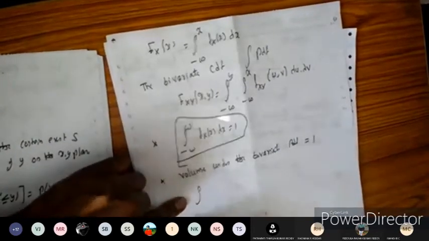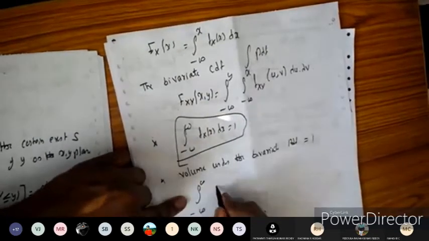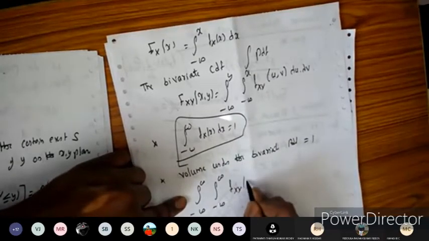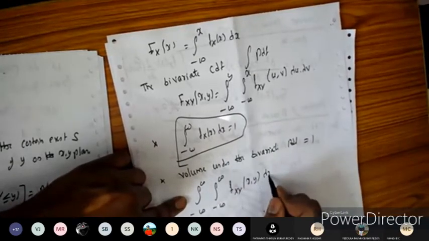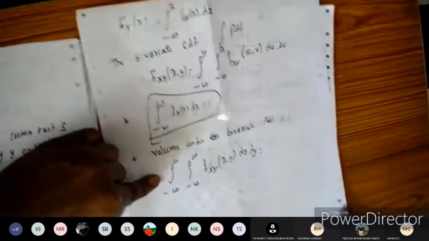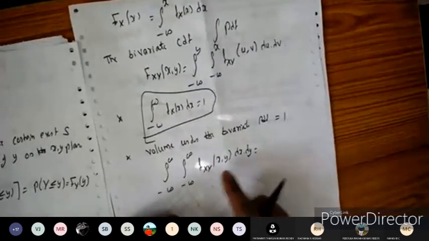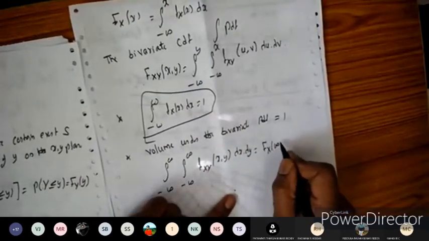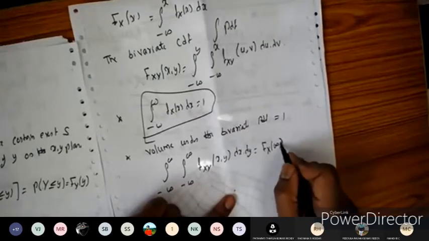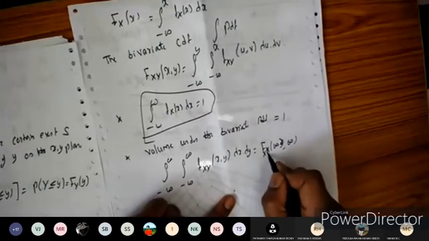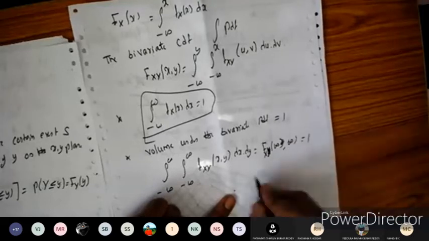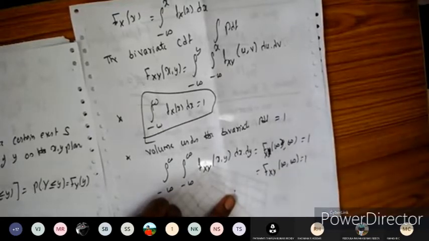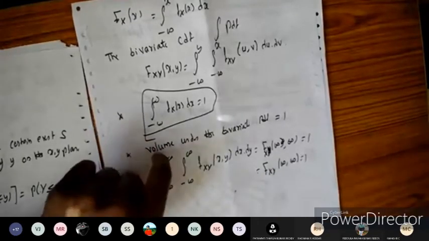So that is the integral from -infinity to +infinity, and similarly I extend it to the second integral from -infinity to +infinity of Fxy(x, y) dx dy. This volume is equal to 1. So if I integrate from -infinity to +infinity, this becomes Fxy of infinity comma infinity, which is equal to 1, because integrating over the whole range gives 1.